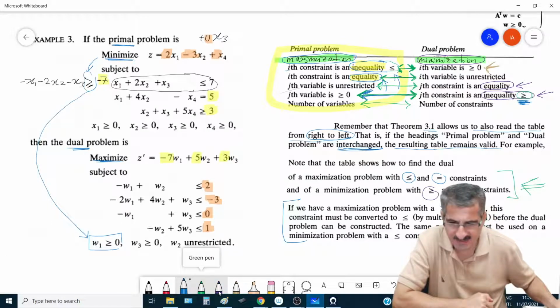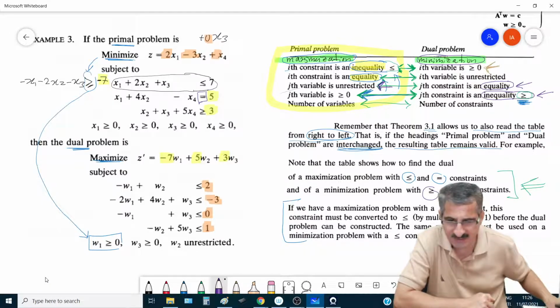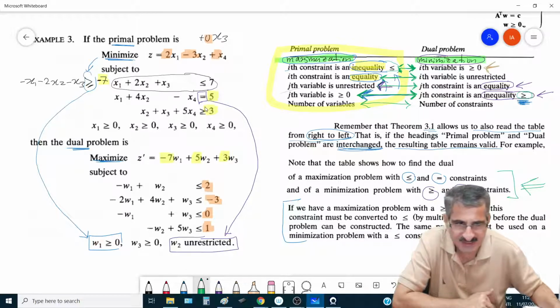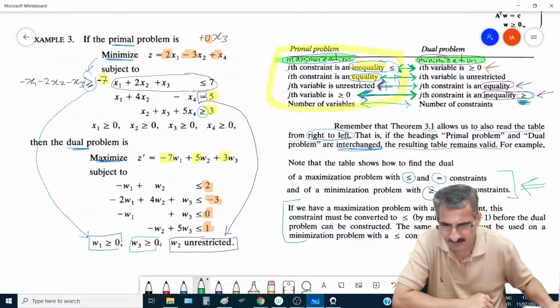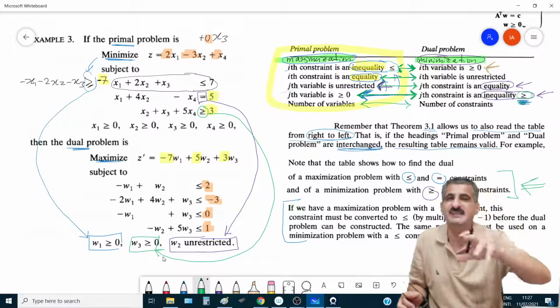Now let us see. The second constraint is equality. That gives the second variable must be unrestricted. So this will give that. Good? Okay, now we have the third constraint is greater than or equal, as it is here. So the third variable must be positive. Okay, good. Now we have transferred information from constraints to variables.